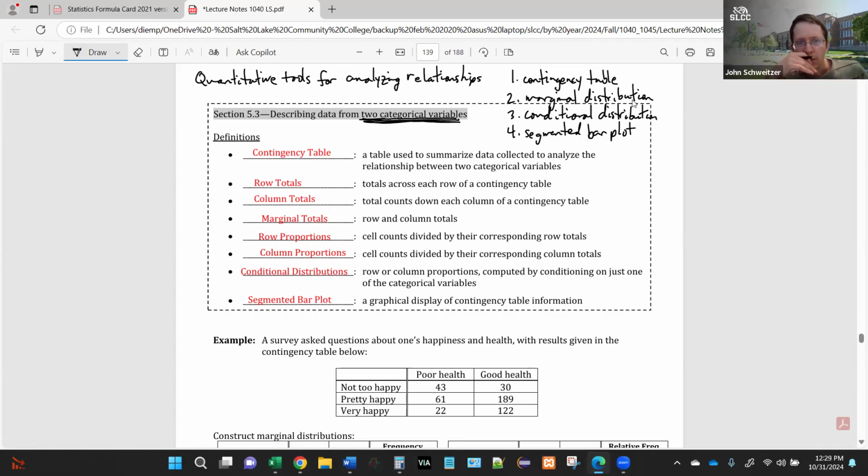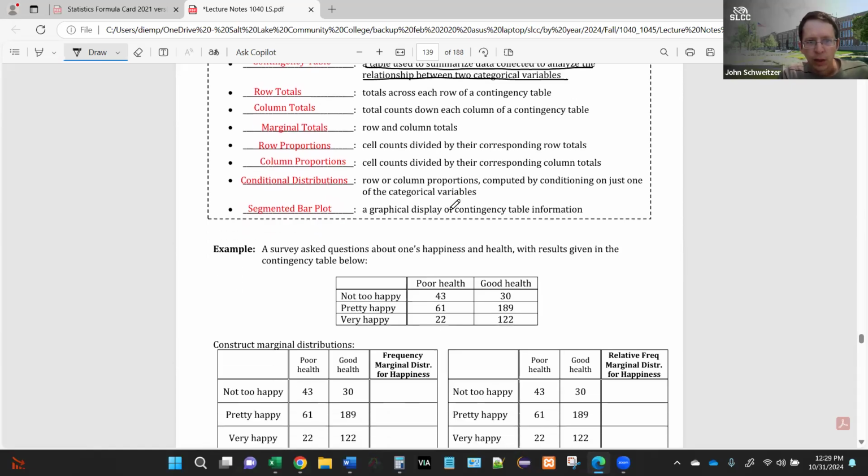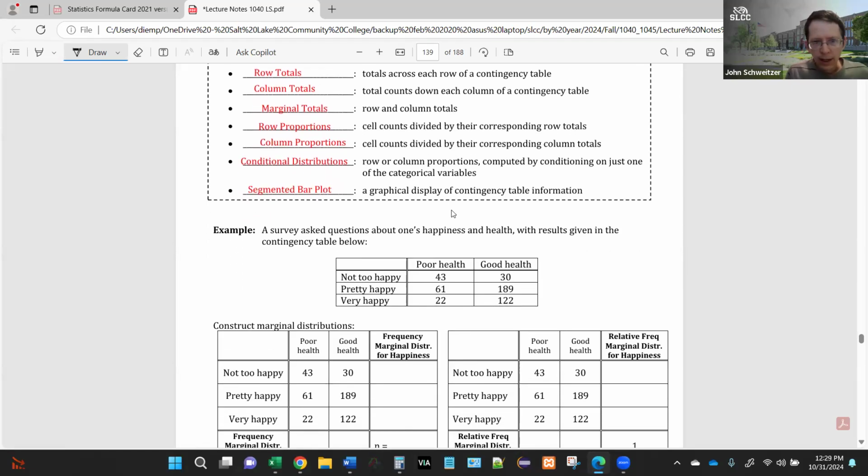Okay, so this is the beginning here of the quantitative tools for analyzing those kinds of variables. So what is the contingency table? Well, it's a table, and it's used to summarize data collected to analyze the relationship between 2 categorical variables. So it's probably just easiest if we look at one. So in this example, there was a survey. Okay, so automatically we know it's probably observational, but that's fine. Still is useful to observe. And we're looking at happiness and health. Okay, so two important things for all of us, right? The level of health we enjoy, and then the level of happiness we have, right?